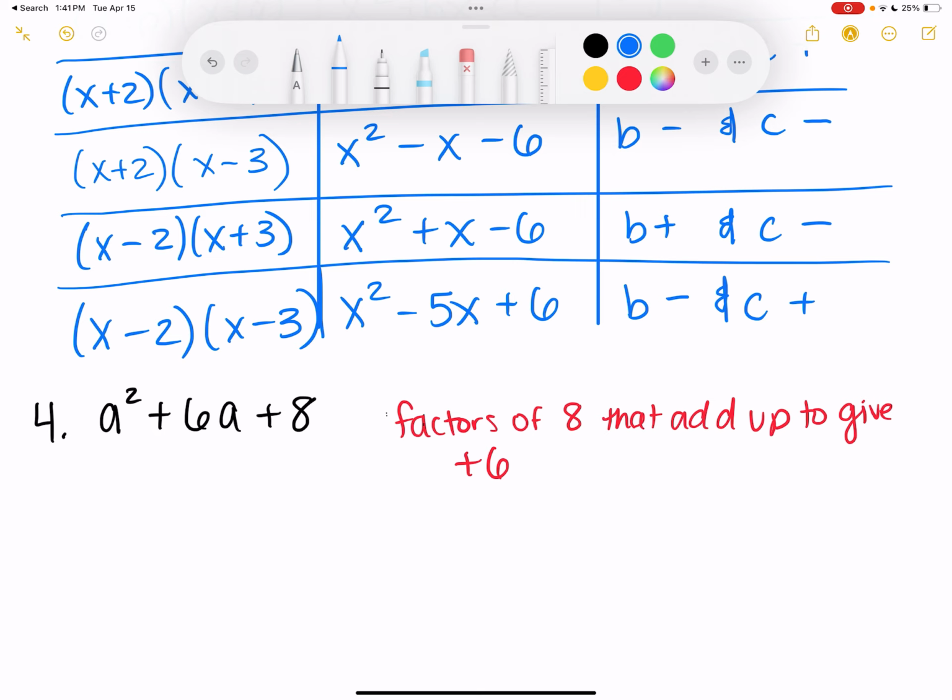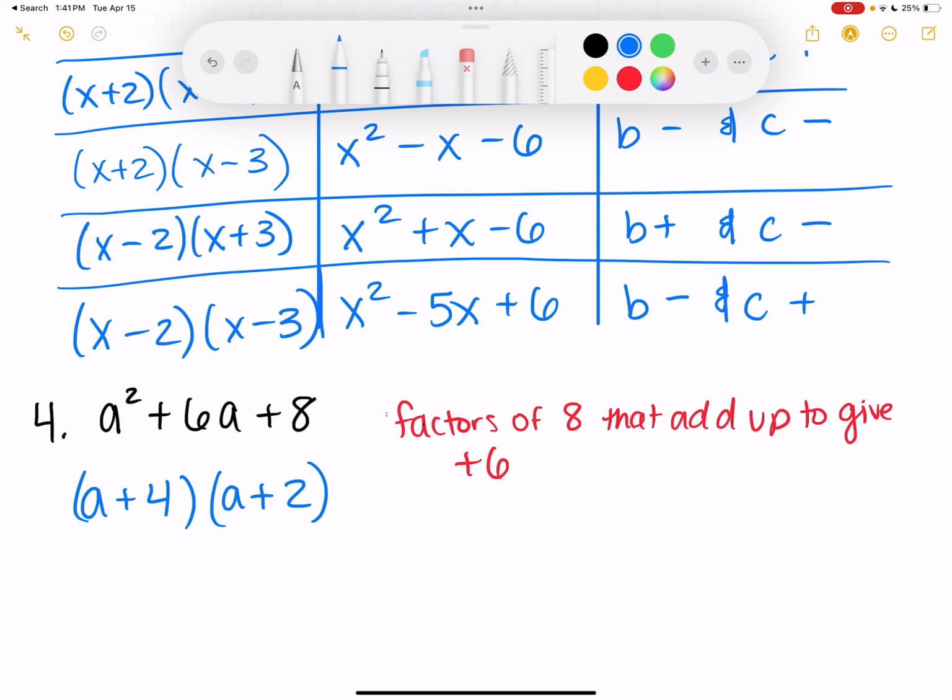So then what we do is we come down here and we have 2 parentheses. It starts out with whatever your variable is in both of them. And then we write whatever those numbers are that we just found. So we said positive 4 and positive 2. So a plus 4 and a plus 2. And that right there would be factored.